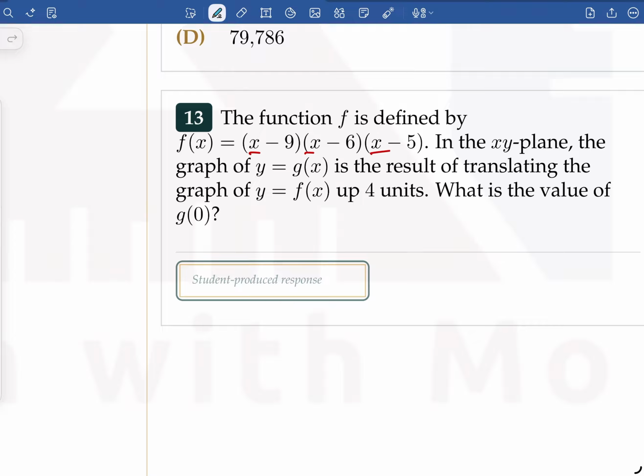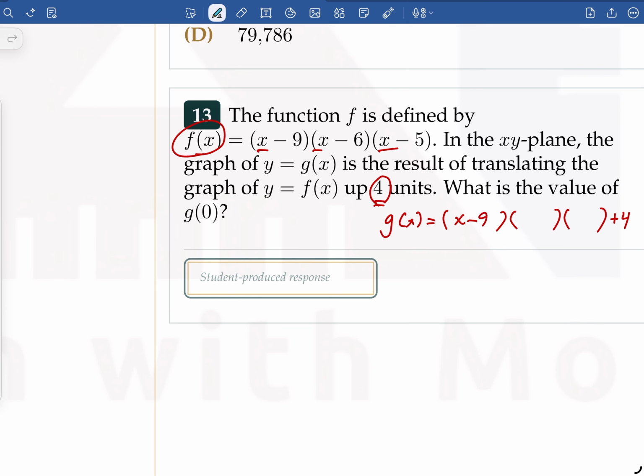In the xy plane, the graph of y equals g of x is the result of translating the graph of y equals f of x up 4 units. What is the value of g of 0? So this is f. How to get g? g is the same as f, but up 4 units, which means g of x is equal to the same thing plus 4. Up 4 units means add 4 at the end.